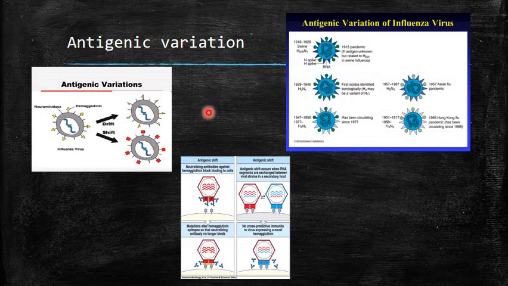Another mechanism of antigenic variation is seen in the influenza virus. Many years ago, this virus was responsible for most infections throughout the world. As we can see in this diagram, these are all the influenza virus types that have happened in the past years. 1918 was one of the deadliest, also called the Spanish flu.